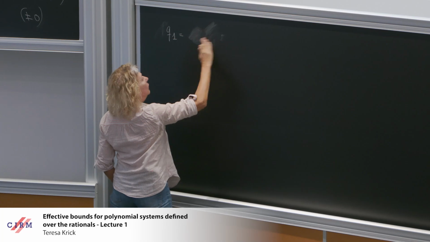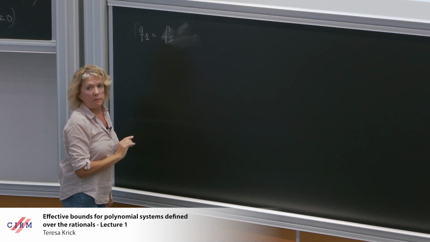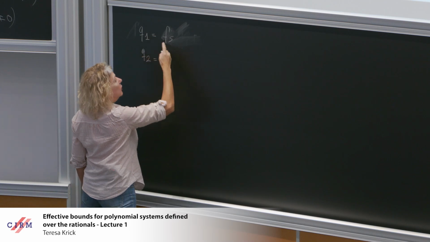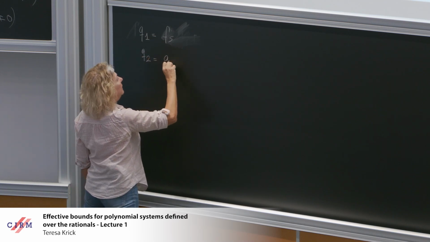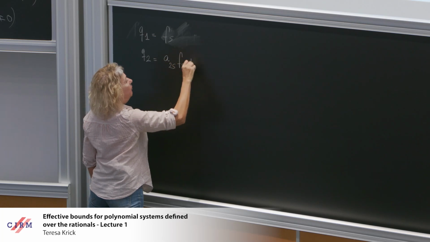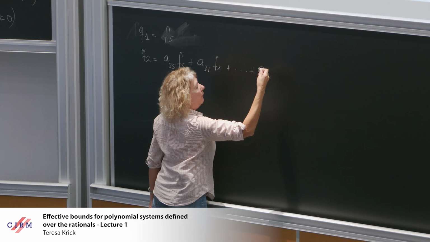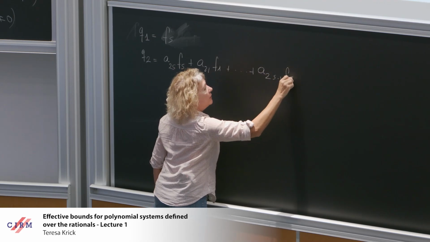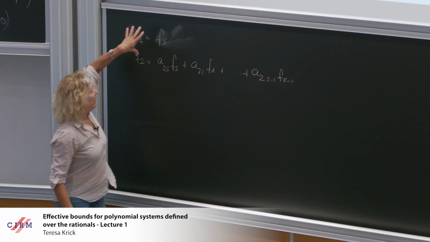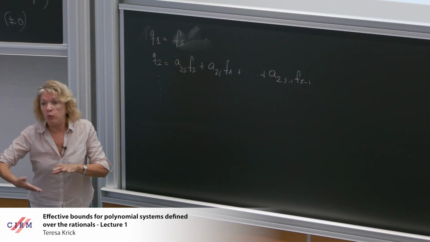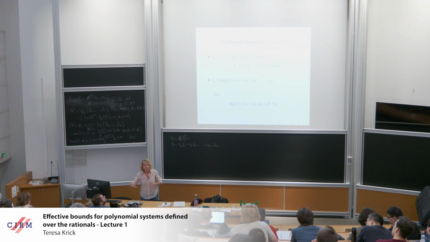So I said, okay, you start with fs. You can always do that. And then you take a linear combination of all the polynomials. Let's call it a2s fs plus a21 f1 plus a2 s minus 1 fs minus 1. And here you reduce your dimension by 1. And then you keep going. If at every step you reduce your dimension by 1, after n steps you will have reduced your dimension by n. You will be in the 0-dimensional case.